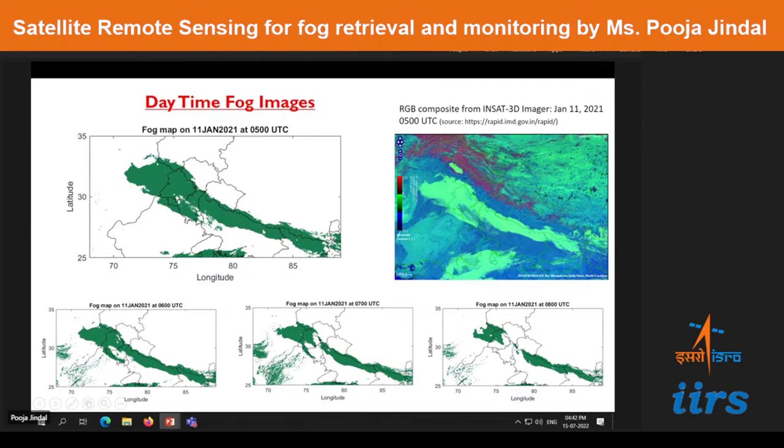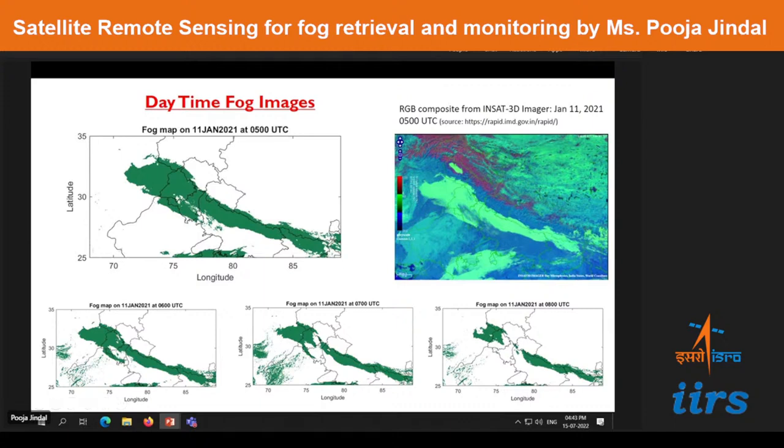If we compare this image, which we have generated using our methodology, with the normal simple RGB composite, that is, where we took the 3-channel data and generated this image, the sea green color here basically represents the fog. The fog we have retrieved is very close to whatever we can visually see of the foggy condition.